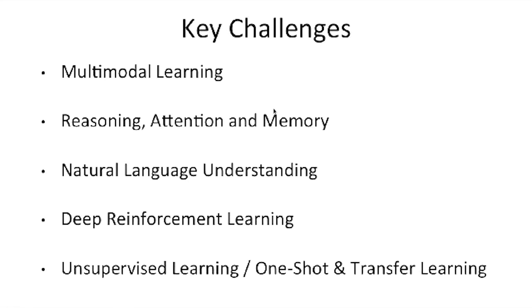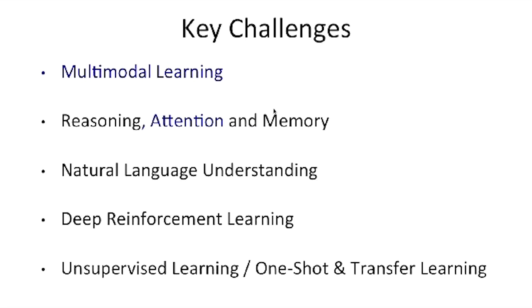Also, in the areas of unsupervised learning, one-shot learning, and transfer learning, right? So building systems that can learn from few examples, or building systems that can leverage previously learned knowledge so that they can start learning new tasks much faster. That's the area of transfer learning, one-shot learning, and unsupervised learning. How can we build models that just look at unlabeled data and are able to extract interesting structure from the data?